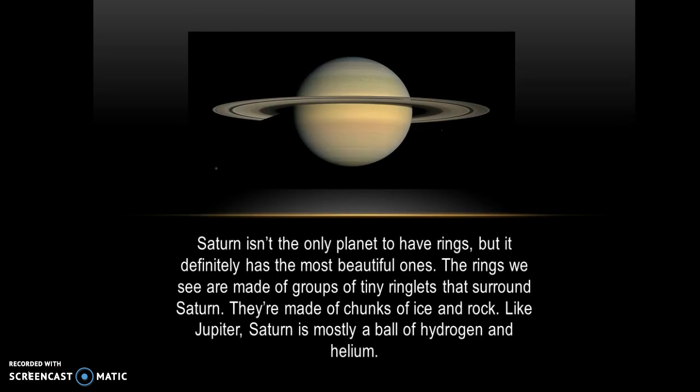It would talk about how Saturn isn't the only planet to have rings, but it definitely has the most beautiful ones. The rings we see are made of groups of tiny ringlets that surround Saturn. They're made of chunks of ice and rock.